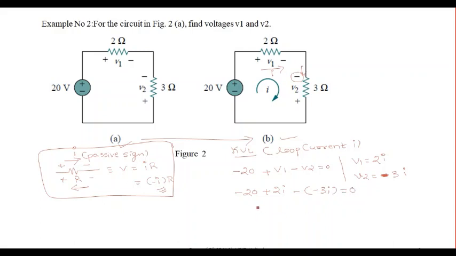Now you can find the value of I. If you solve, you can see that it comes out to be 4 amps. If you apply this value, you will be able to find V1 and V2. V1 and V2 come out to be 8 volts and minus 12 volts, right? So this is how we can use this.